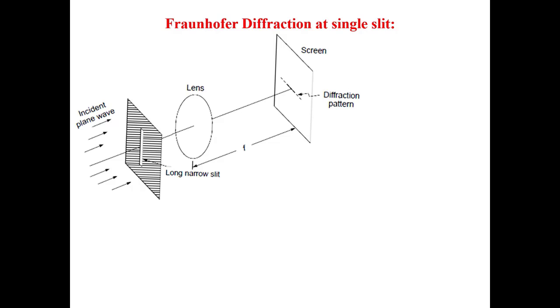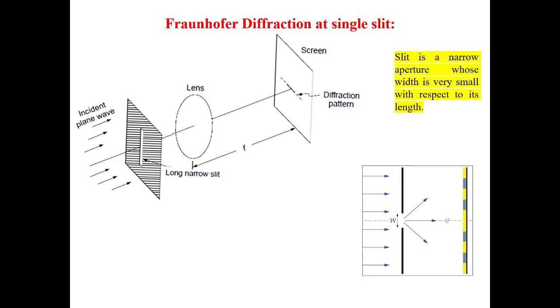So, in Fraunhofer class, one needs a slit to pass the light, and the slit is a very narrow aperture whose width is very small when compared with its length, and the light diffracts along the width of the slit. So a wavefront which is plane hits the slit here, and to get a diffraction pattern on the screen we use a lens of very long focal length. The lens is very close to the slit and the focal length of the lens is very large.